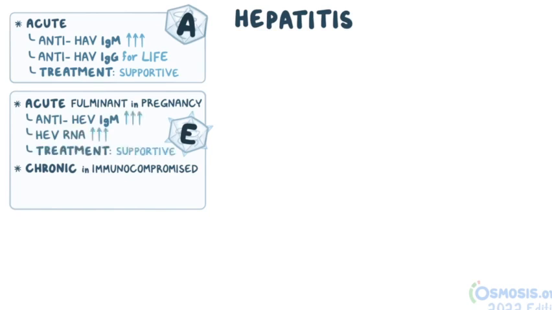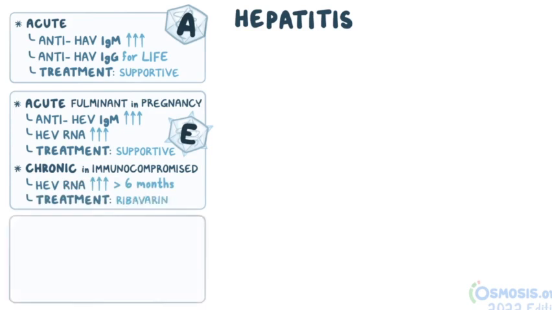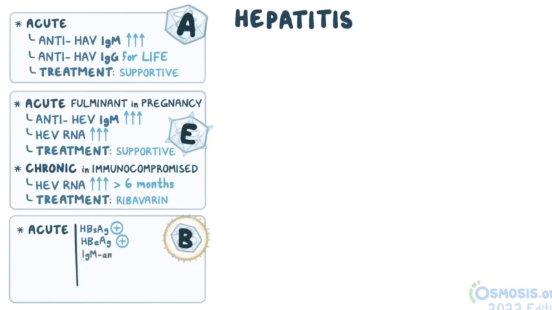With acute hepatitis E, anti-hepatitis E virus IgM and HEV RNA are positive and treatment is supportive. With chronic hepatitis E, HEV RNA is detected in the stool or serum for more than 6 months, and ribavirin can be used. Acute hepatitis B shows positive hepatitis B surface antigen, hepatitis B E antigen, and IgM anti-HBC antibodies, along with high levels of HBV DNA, ALT, and AST.